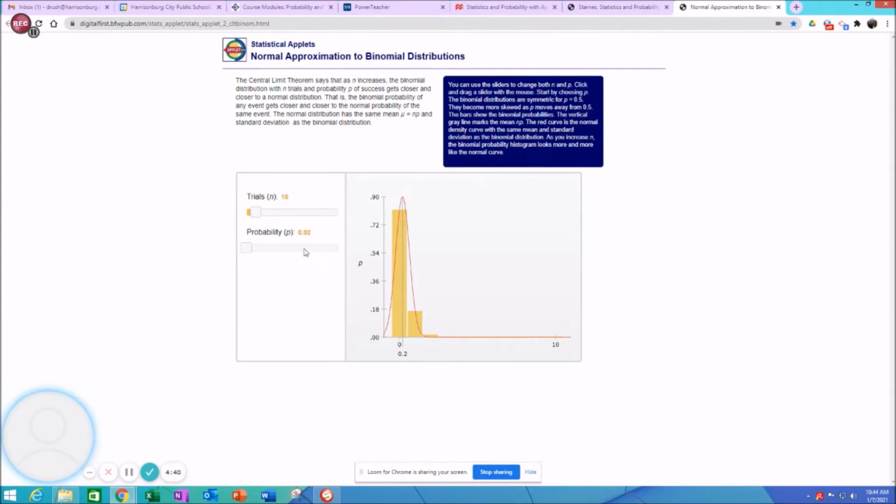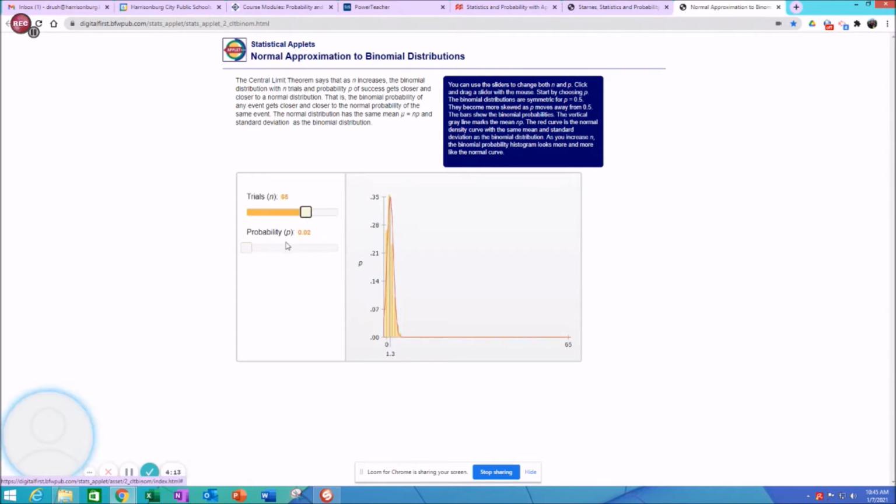Watch what happens when I take the number of trials and increase it. So instead of taking 10 flash drives, I take 13 or 18 or 20. What do you notice is happening? Notice that the curve becomes more normal the more trials that I take. And actually, let's get a better view of it. Let's take this up here a little farther.